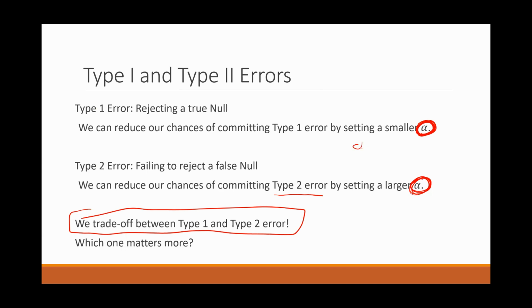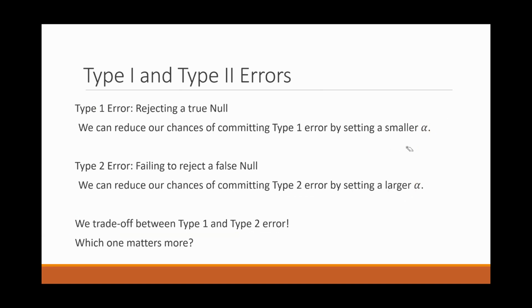If we choose a smaller alpha, let's say alpha equals 0.01, it is very unlikely that we're going to commit a type 1 error. But it also becomes more likely that we commit type 2 error. Okay, so there's a trade-off. Now, there's other ways to try to reduce these errors, but it's outside of the scope of this conversation. So right now, we just need to recognize that type 1 and type 2 error are in tension with each other.